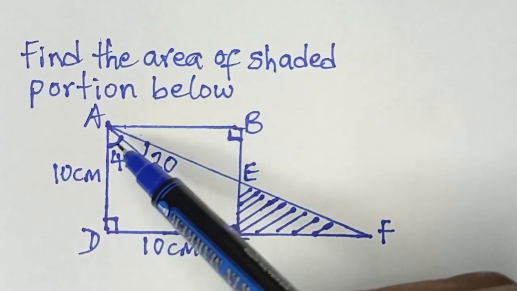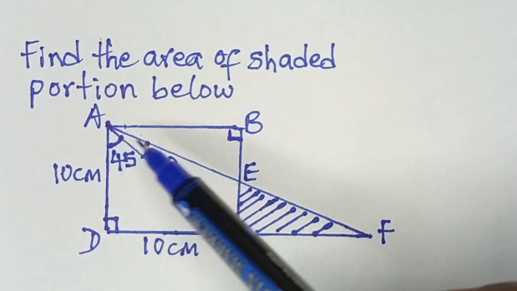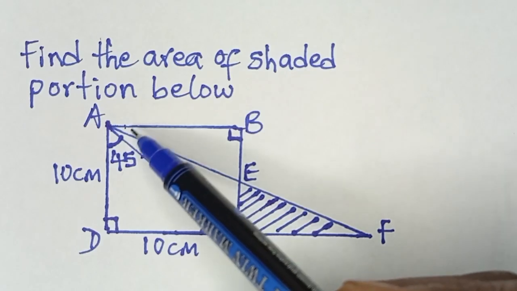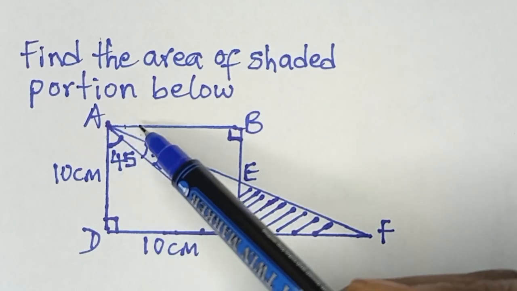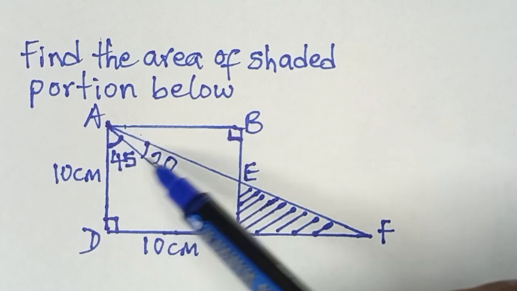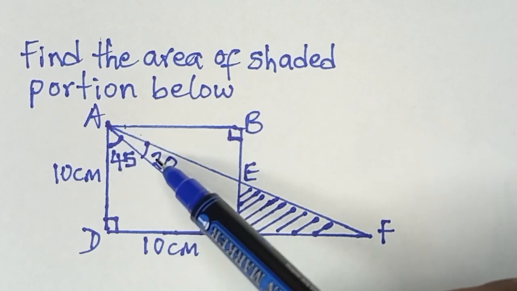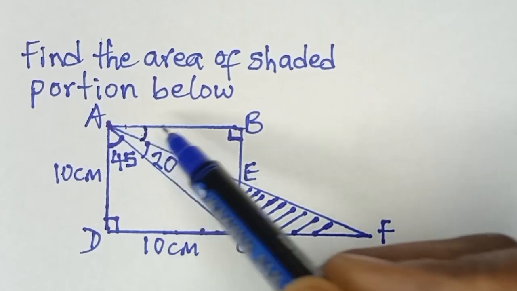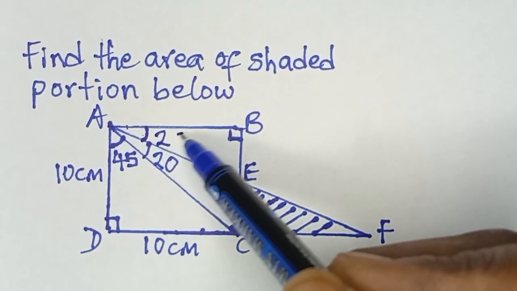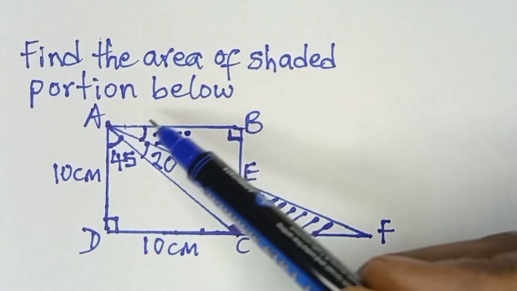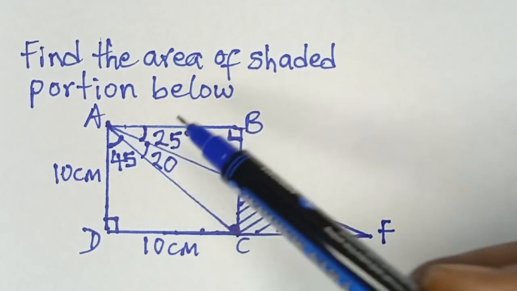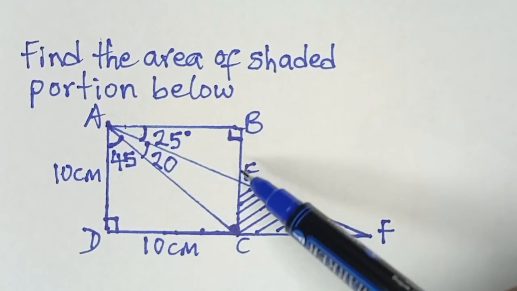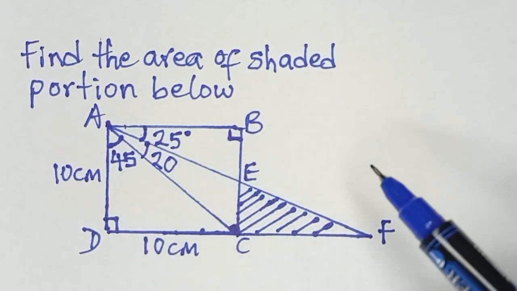Now, if this is 45 and this angle is 20, that makes it 65. Then for the whole of this place to be 90, we have to say 90 minus 65, because the sum of these two is 65. 90 minus 65 will give us this angle here as 25 degrees. So the value of this third angle is 25, so that the sum of all three angles gives 90.